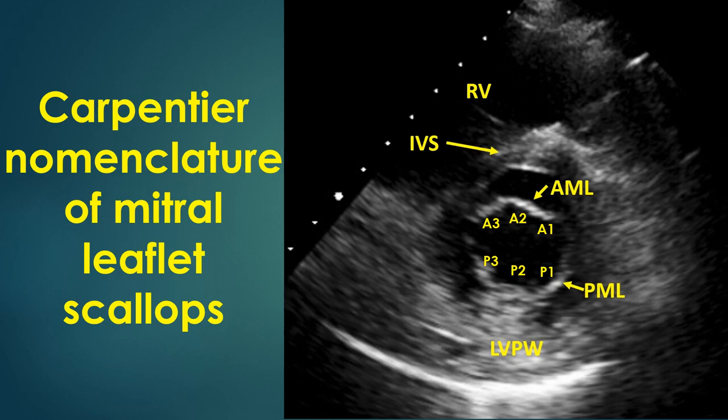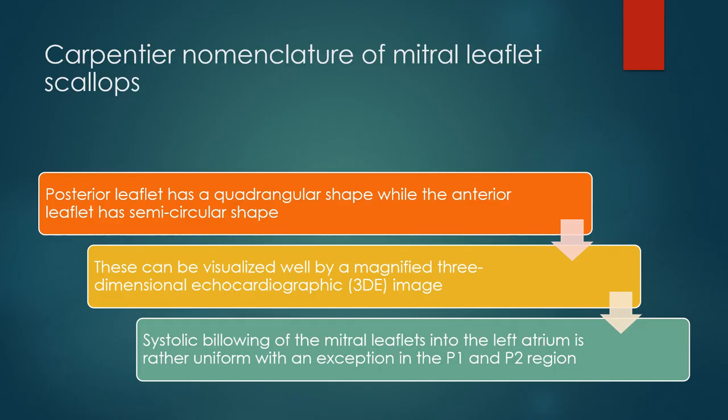RV, right ventricle; IVS, interventricular septum; AML, anterior mitral leaflet; PML, posterior mitral leaflet; LVPW, left ventricular posterior wall. Two indentations and three scallops of the posterior mitral leaflet are seen. The posterior leaflet has a quadrangular shape while the anterior leaflet has a semicircular shape. These can be visualized well by a magnified three-dimensional echocardiographic image.